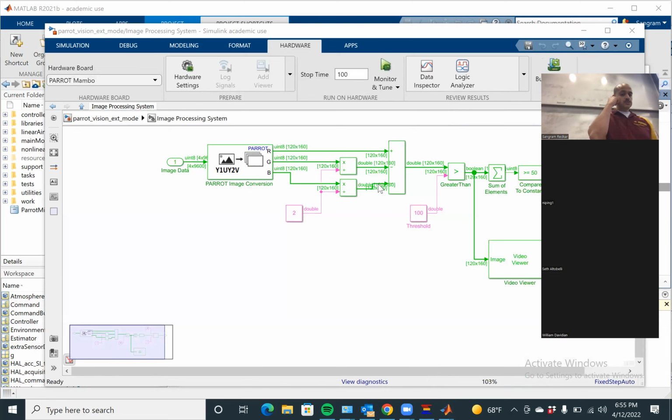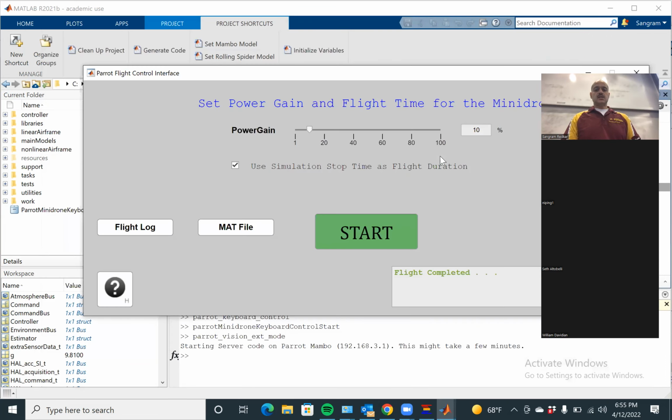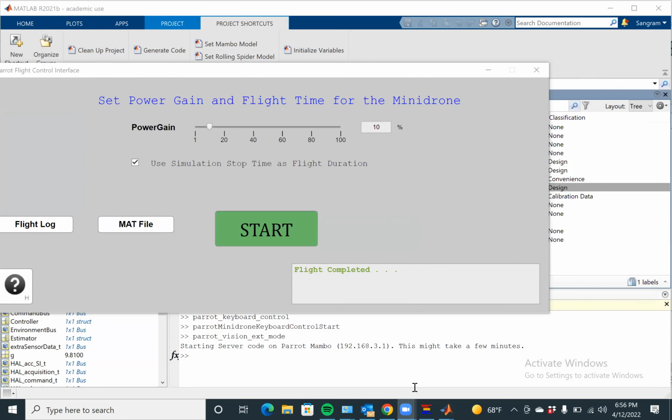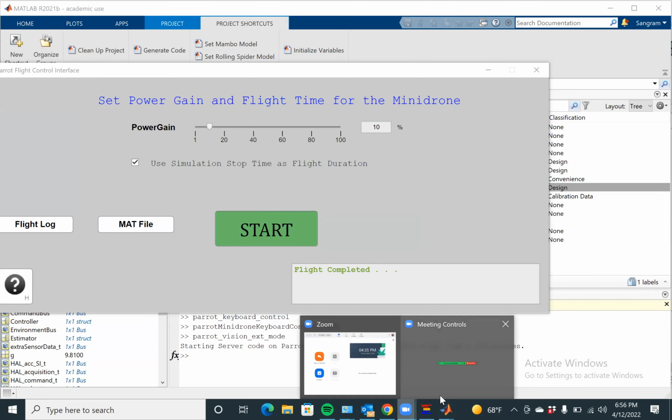What I would encourage you all to do is, there are lots of exercises inside this Parrot Mini drone. Please play with those, and that will give you more confidence on building some of the applications on your own. So that's it for today. I'm going to stop here, and I would be happy to answer questions or maybe help you with some of the projects that you have going on.